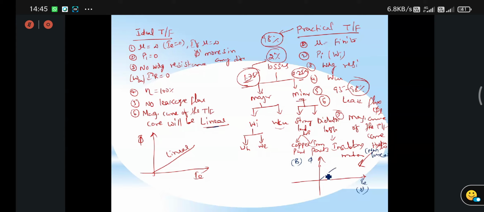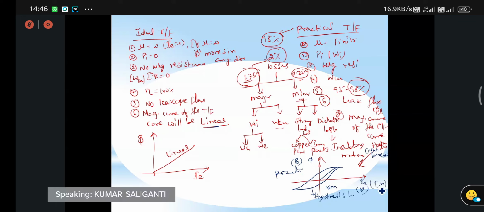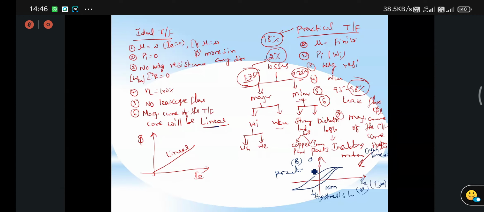So you can see, this is the non-linear curve here. So this is the hysteresis loop here. This is the practical transformer magnetization curve. Magnetization means while drawing the magnetizing current or exciting current, it is also called the Imu. So here I plot the magnetizing current or exciting current with respect to flux. So this is the practical transformer magnetization curve, and this is the ideal transformer. This is the difference between the ideal and practical transformer here.